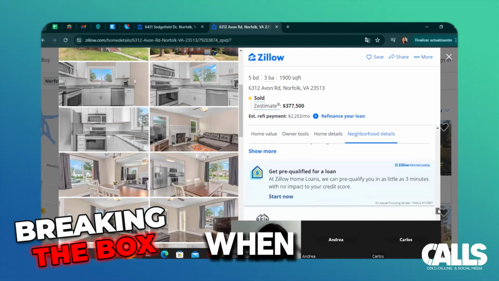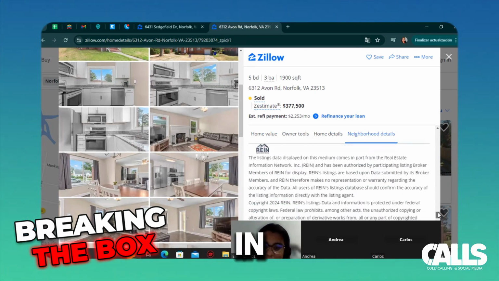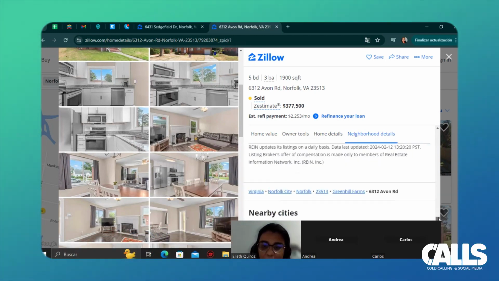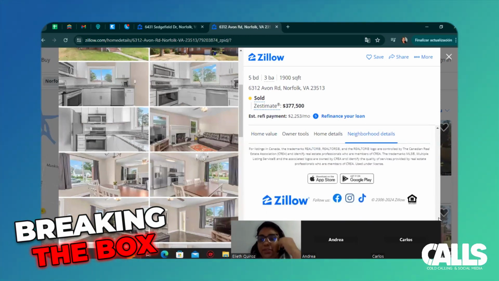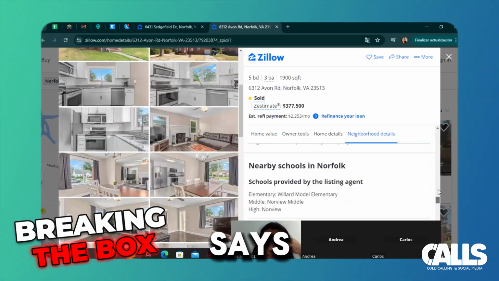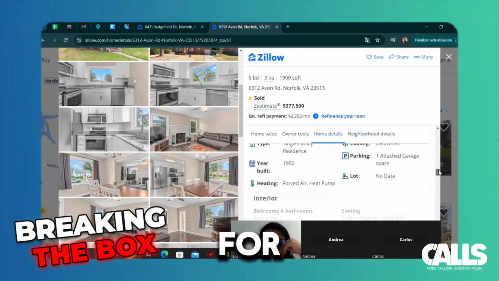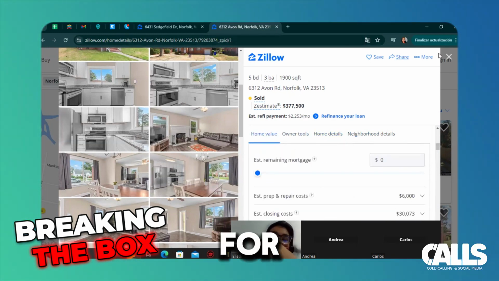What happened when there are no photos in a property? Probably it was sold in as-is condition, which means an investor bought it. When it doesn't say listing buy, it means that someone else bought it for cash. Got it. This is a good comp for a property.